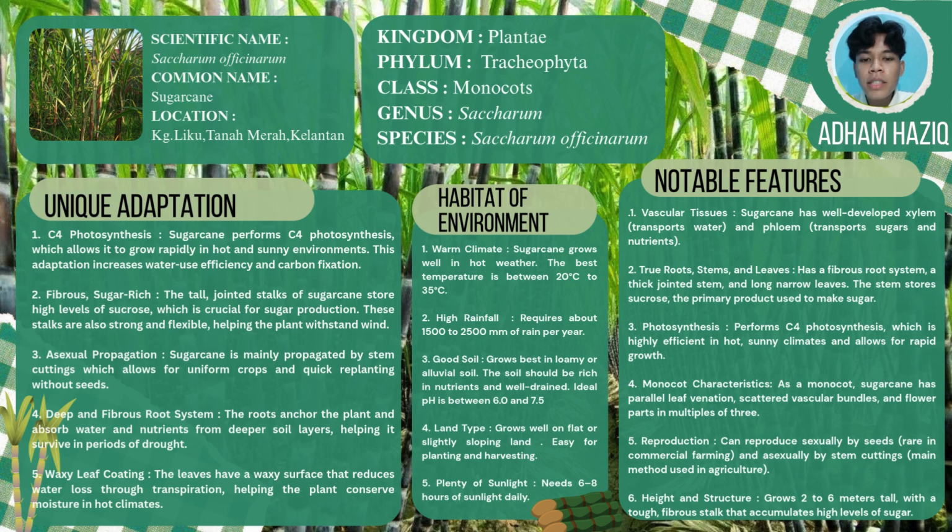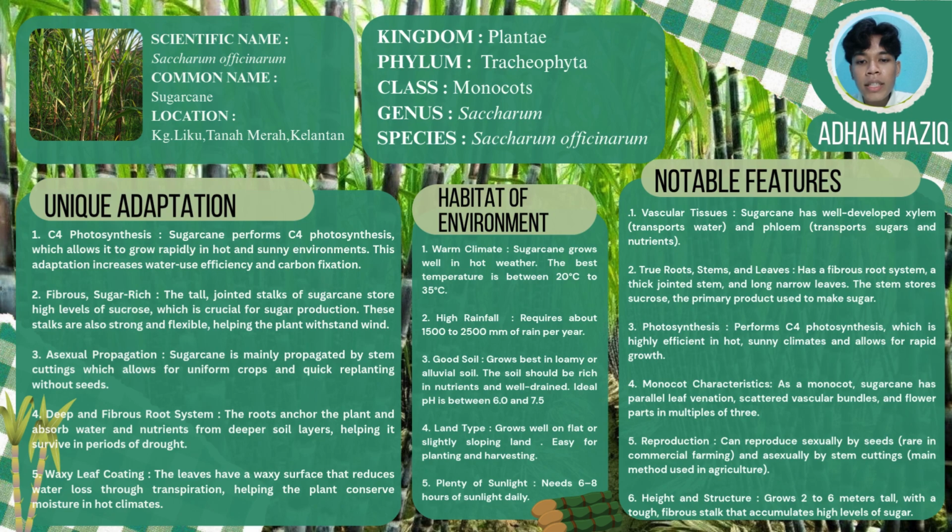Next, for the second part is the environment of the sugarcane's habitat. First of all, sugarcane needs a habitat with a warm climate. Sugarcane grows well in hot weather. Next is high rainfall. Sugarcane requires about 1,500 to 2,500 millimeters of rain per year. And for the third one, sugarcane really needs good soil. Sugarcane grows best in loamy or alluvial soil.